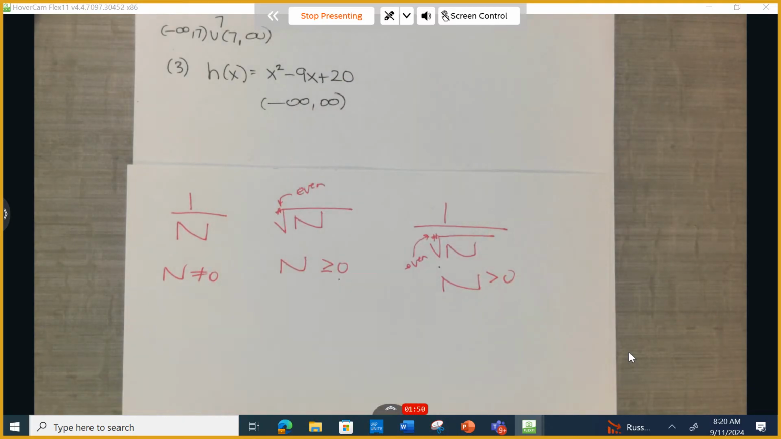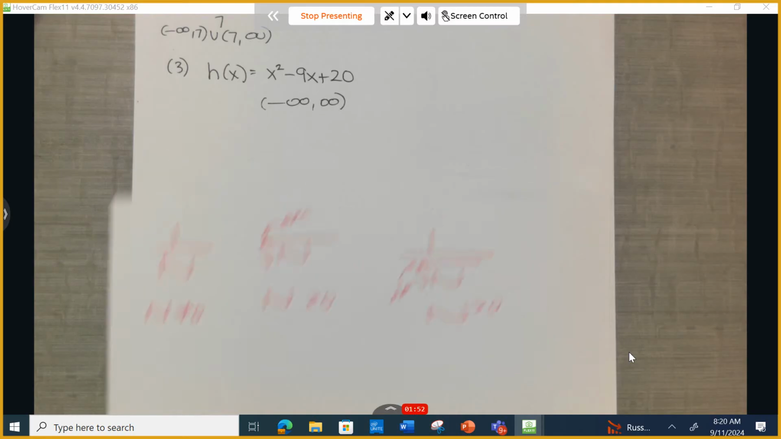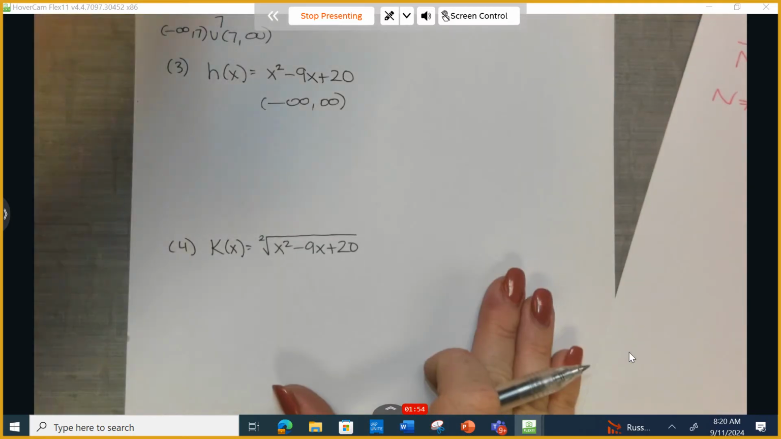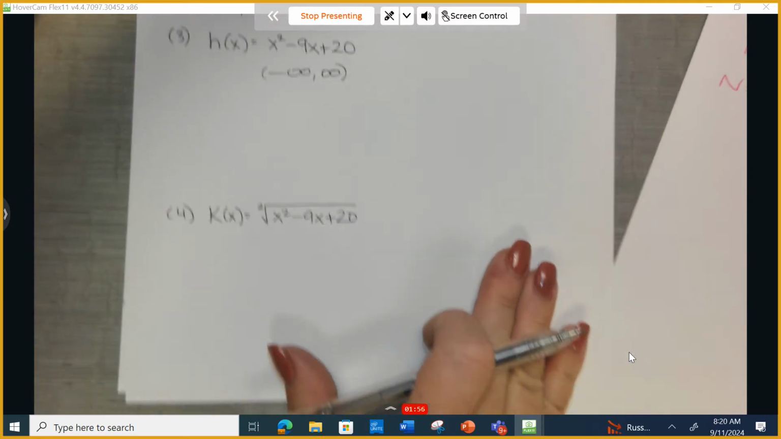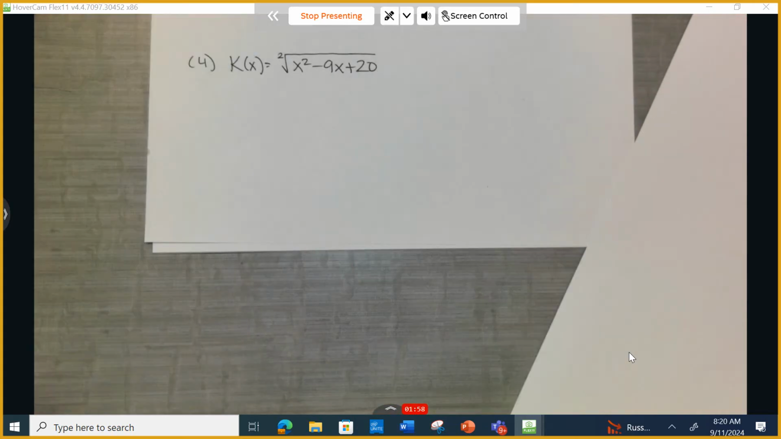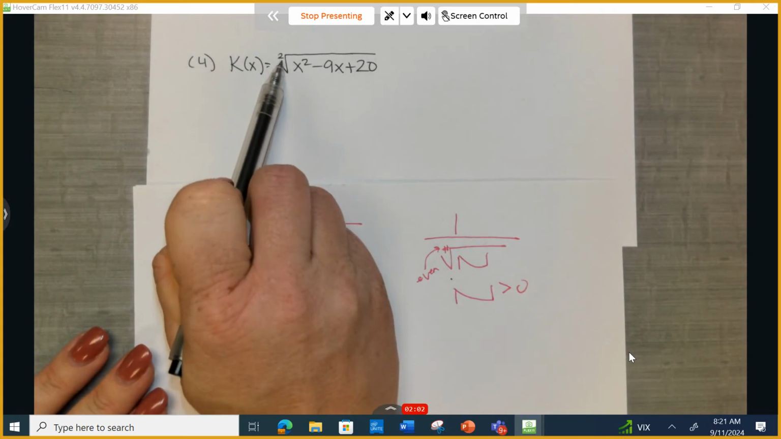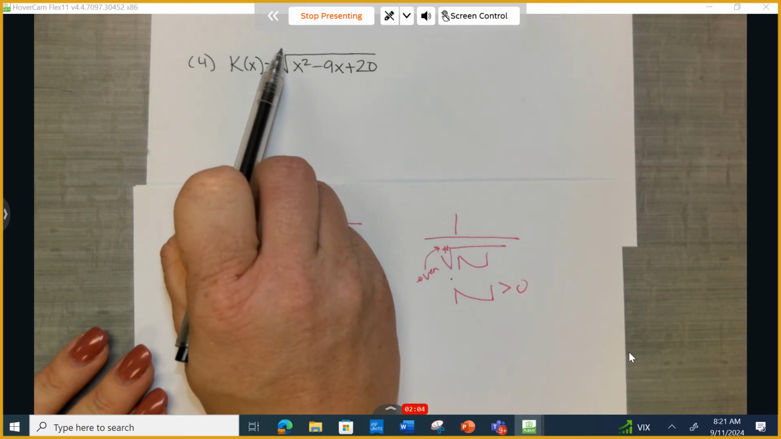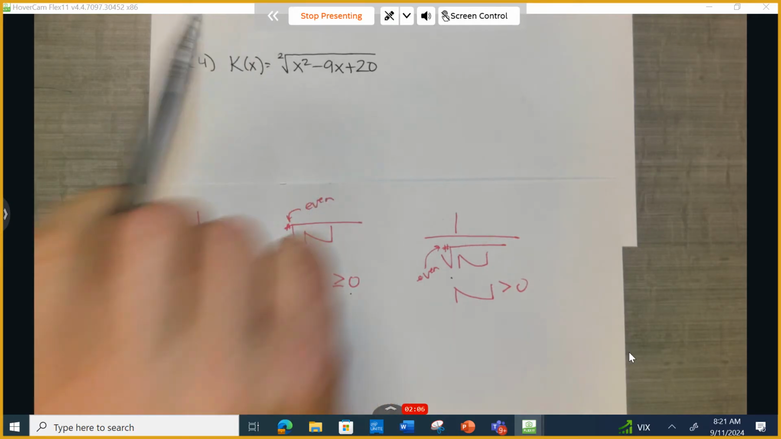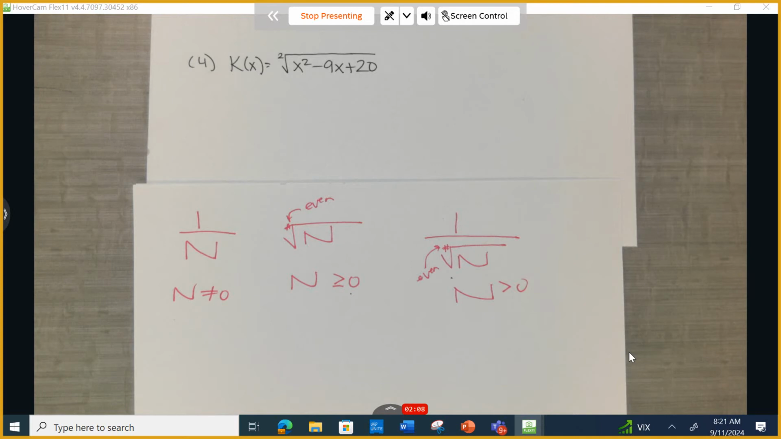Now here's where it changes and it gets confusing. Let's look at example number 4. Number 4 looks very similar to number 3, but what I've done is I've thrown in a radical. If we have a radical, we're going to look, what is the nth root? If we don't see a number here, we assume it's a 2.